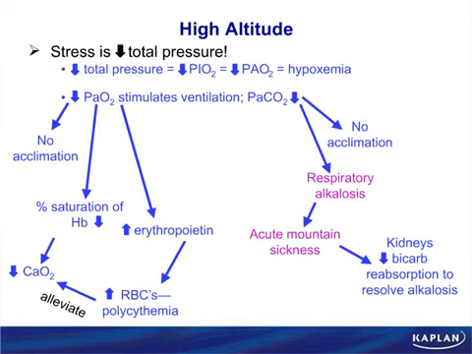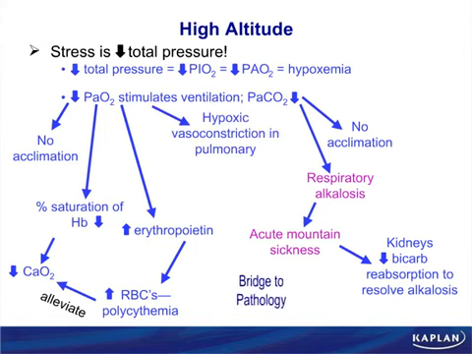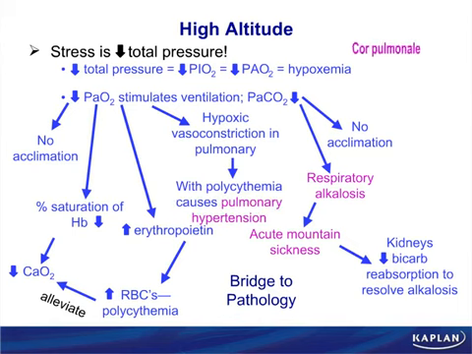Now, one of the downsides here is, remember that low alveolar PO2 is going to stimulate hypoxic vasoconstriction in the pulmonary circulation. So now my pulmonary vasculature is going to constrict, the arterioles, hypoxic vasoconstriction. I have polycythemia, which means elevated resistance. So combined, these can cause pulmonary hypertension. And we can develop what's called cor pulmonale, which is right ventricular failure secondary to pulmonary hypertension.